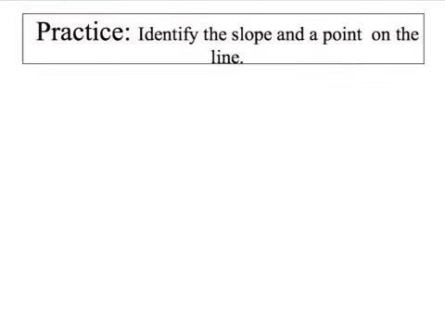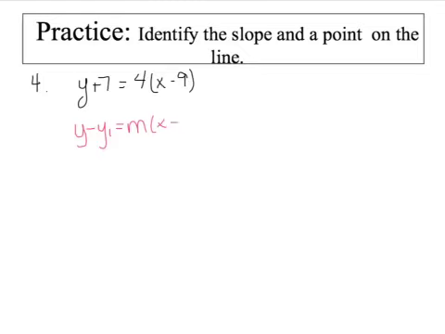For right now, let's skip practice problem number 3 and let's move on to practice problem number 4, which is y plus 7 equals 4 times the quantity x minus 9. Okay, again, you have to start by recognizing the form. And this is in point-slope form. So let's start by picking out our slope. The slope is always that value that is multiplying through the quantity. In this case, slope is 4.